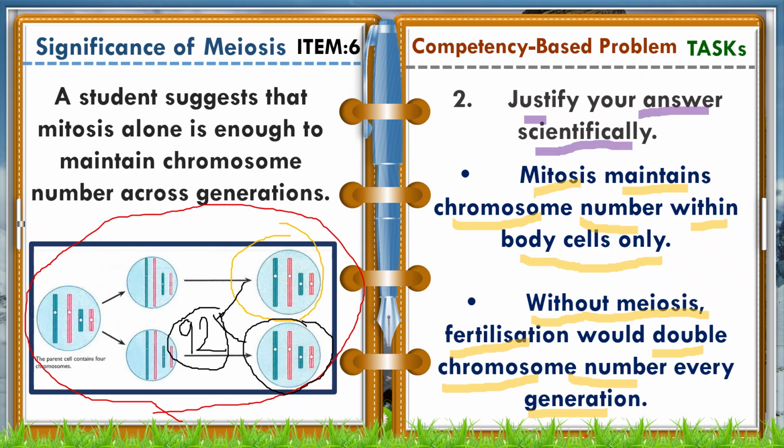So it is only meiosis that maintains the chromosome number during fertilization. Without meiosis, during fertilization the number would be doubling, if we were using mitosis.